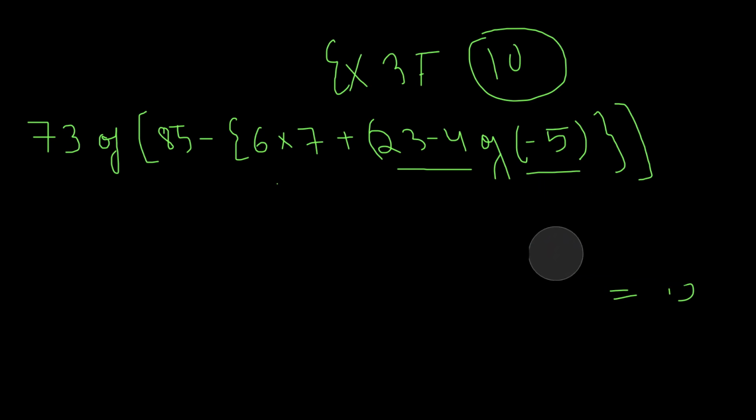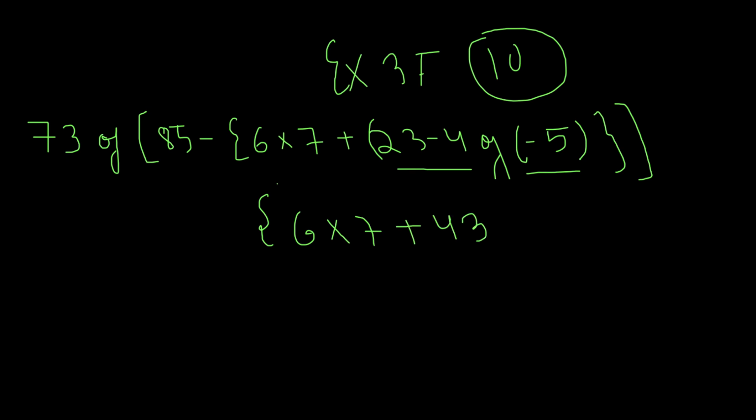So this will be 6 into 7 plus 43. 6 into 7 will be 42, and 42 plus 43 will be 85. So this whole bracket on solving will be 85.